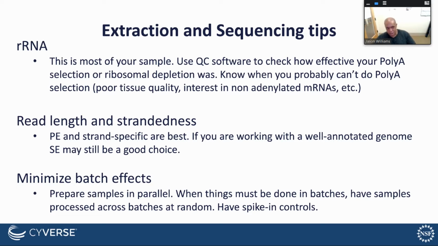So some of these may not be as important. The paired end sequencing may be good, especially if you don't have much genomic information, but if you're working with something well annotated, single end may be pretty fine.